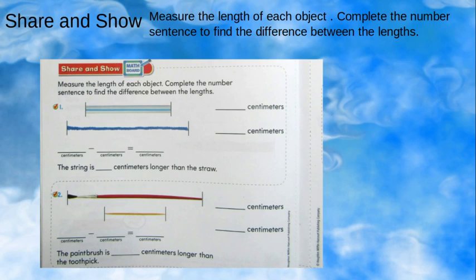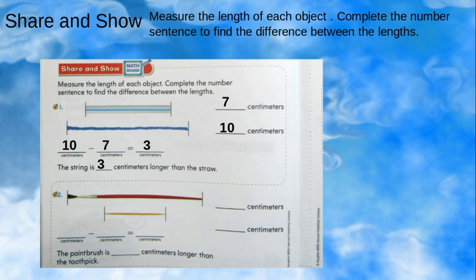So for number 1, let's go ahead and measure those two objects. We have a straw and a blue string. Go ahead and measure your objects. For the straw, you should have gotten 7 centimeters, and for the blue string, 10 centimeters. Now we need to put them into a subtraction sentence so that we can find the difference between the lengths of the two objects. Remember, when we're subtracting, the bigger number goes first. So our subtraction sentence is 10 minus 7 equals 3. The string is 3 centimeters longer than the straw.